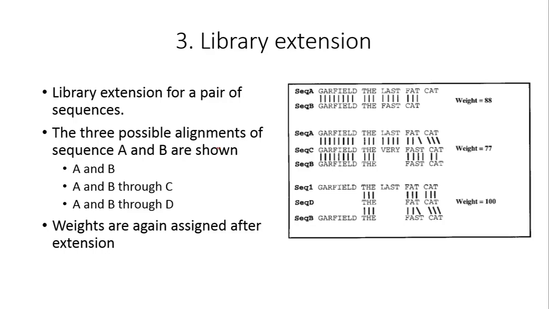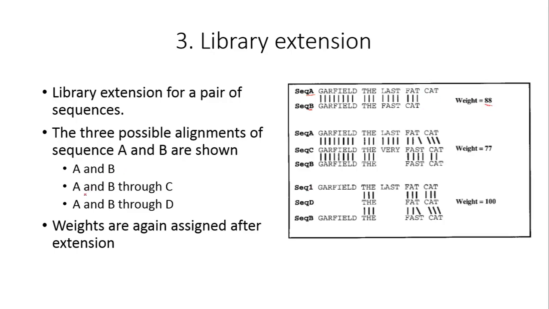Next, what you do is you try to extend the so-called created primary library. In the procedure of this extension, you try to fit the third sequence between already aligned two sequences. Now if you want to extend the library of alignment of A and B, say for example, you have got four sequences, A, B, C and D. So there are three possible alignments of sequence A and B that are shown over here. A simple alignment of A and B has got some weight values.